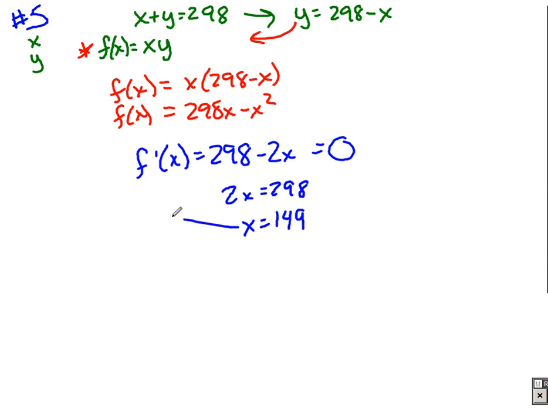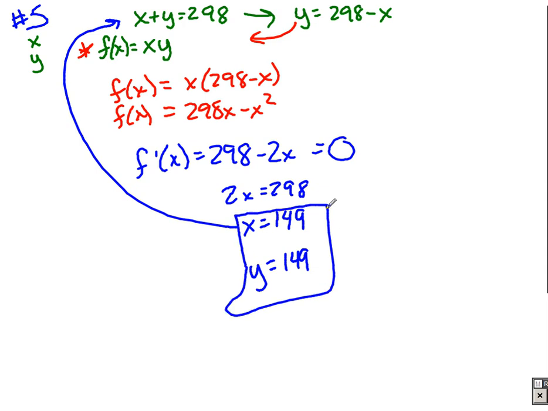Plug that back in my original equation. That means I'm going to get y also is equal to 149. And this is pretty normal to see, you have two answers for x and y that are the same, especially like with the rectangles. You'll have the most area when a rectangle actually is a perfect square, so the two sides are the exact same. Same here with the numbers. You're going to have the biggest product when you have the numbers being exactly the same, other than something like 148 and 150, for example.